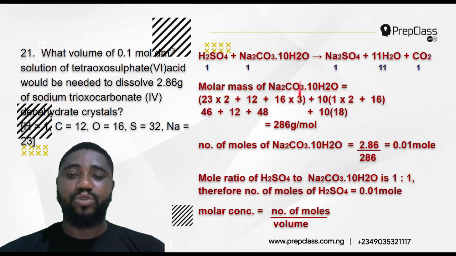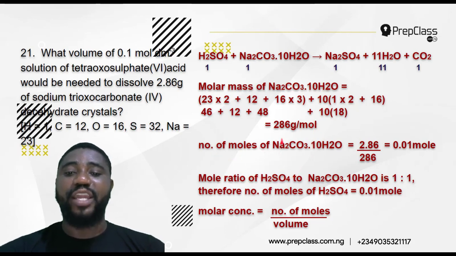So the molar mass of Na2CO3.10H2O becomes Na2CO3: 23 times 2, plus carbon 12, plus oxygen 3 times 16, plus the 10H2O, 10 into bracket, hydrogen has an atomic mass of 1, times 2 atoms because it's H2, plus oxygen is 16. So this is 46 plus 12 plus 48, then this should give you 10 times 18, 180. So add all this, you get 286 gram per mole. That's the molar mass of the hydrated salt, Na2CO3.10H2O.